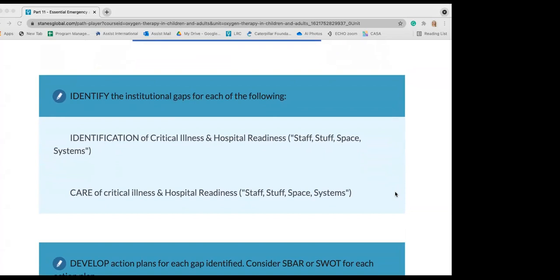Yeah, so we may think about what can we change, or what our current practice is if we are identifying critically ill patients. Are we ready with enough staff? Do we have enough equipment and supplies? Do we have enough space? Do we have enough systems? And the systems including guidelines and protocols. So let's go down.